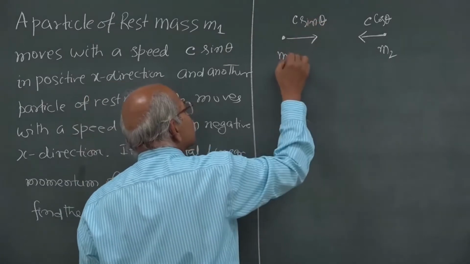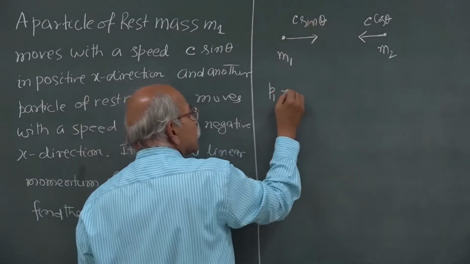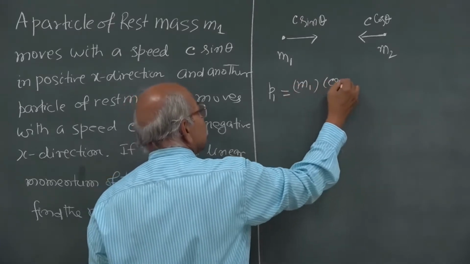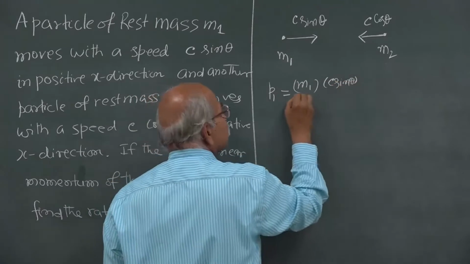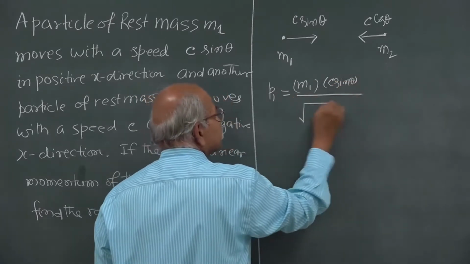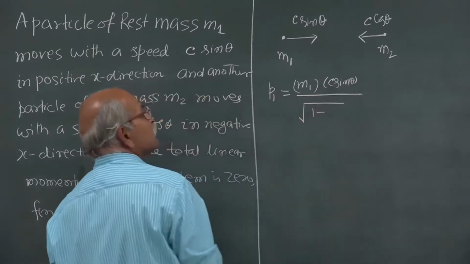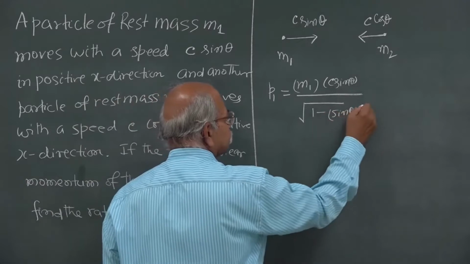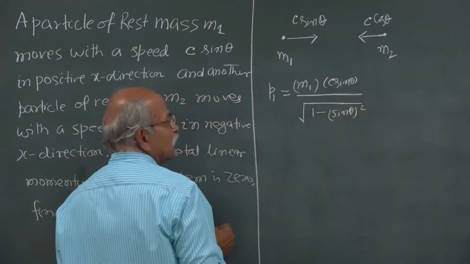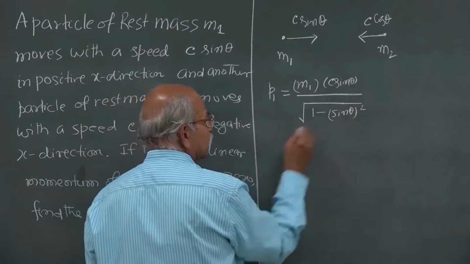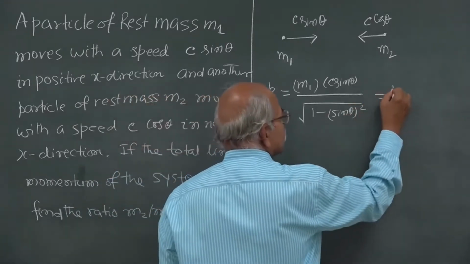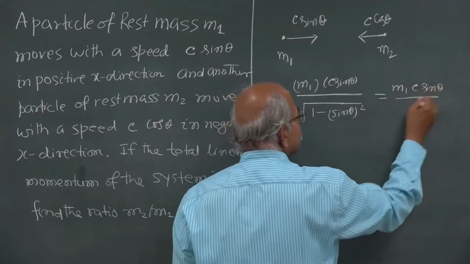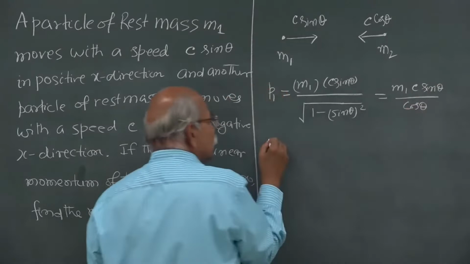magnitude of linear momentum of this particle p1, that will be m1 times c sin theta and then divided by square root of 1 minus v by c whole square, so sin theta square. So, this is m1 times c times sin theta and then divided by cos theta.